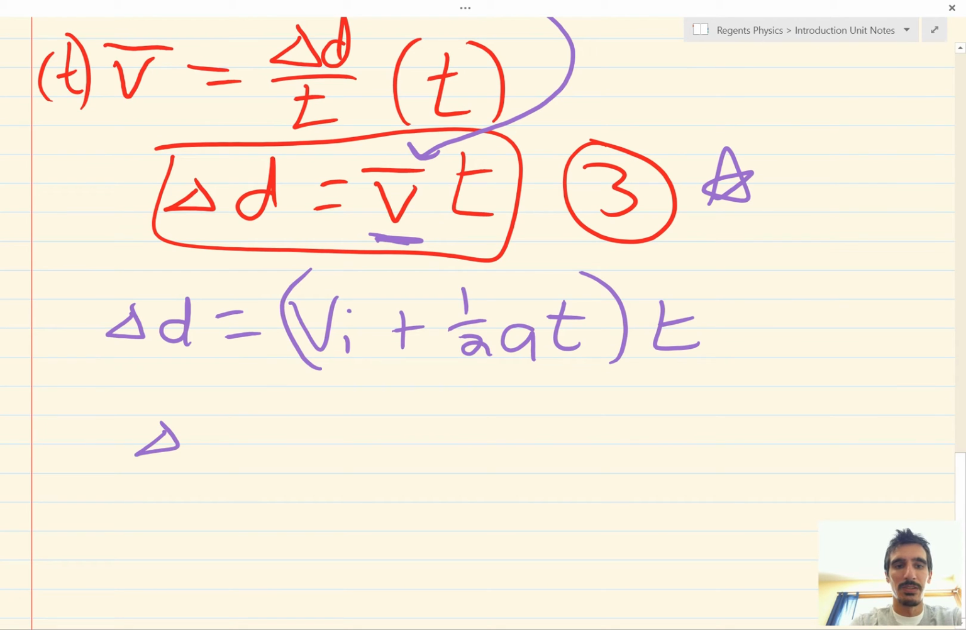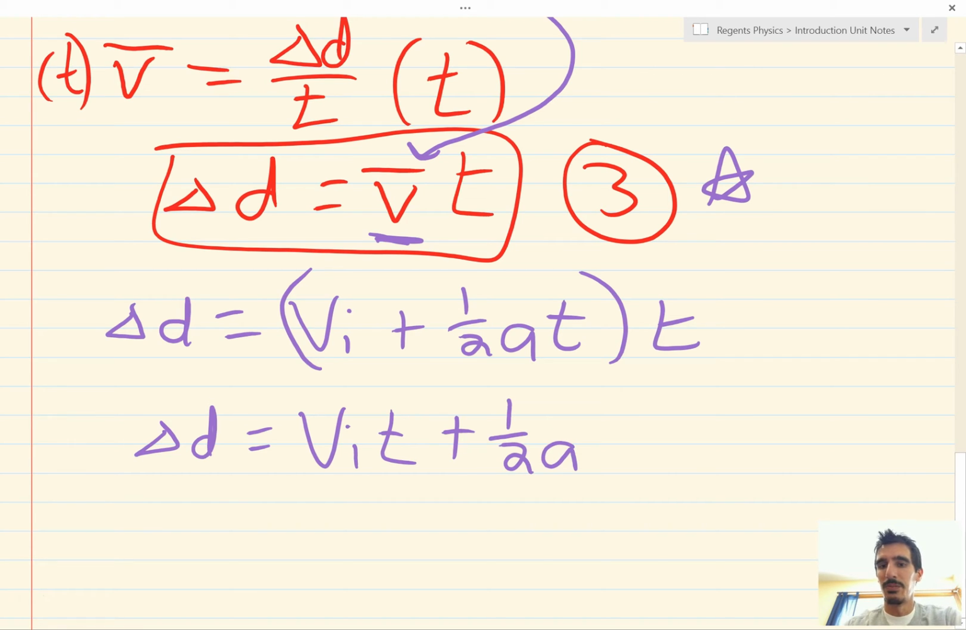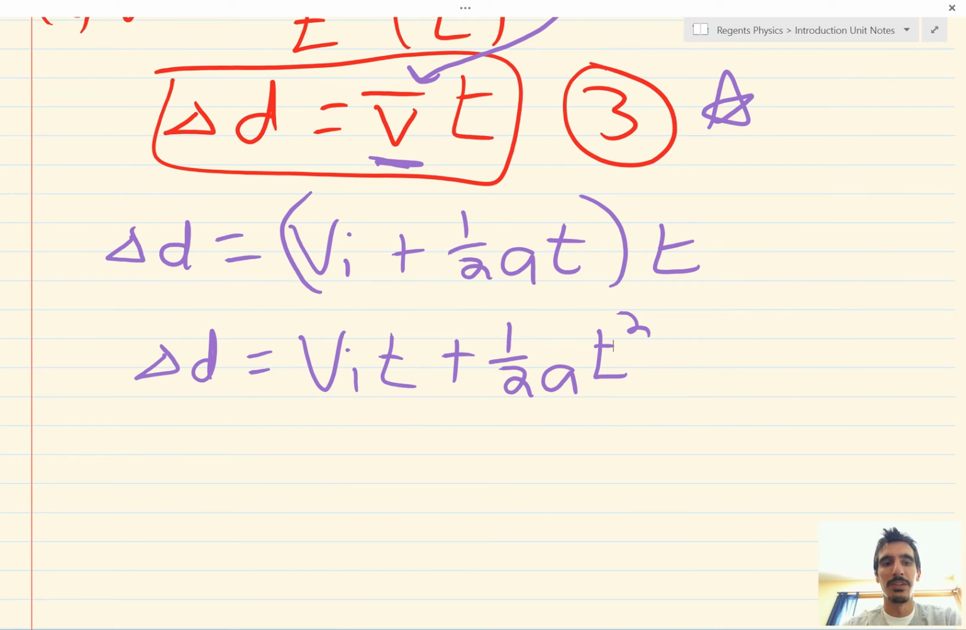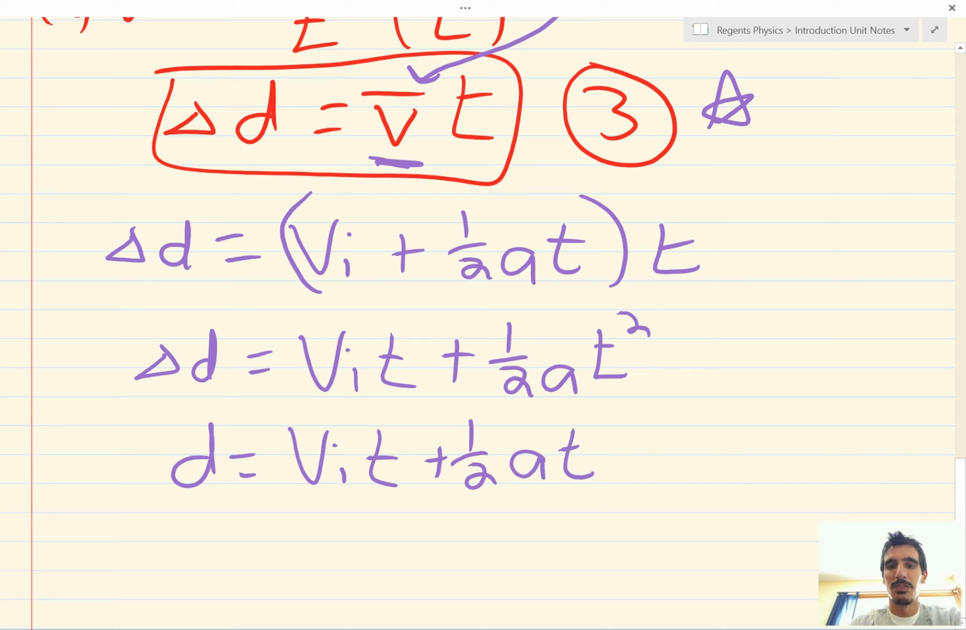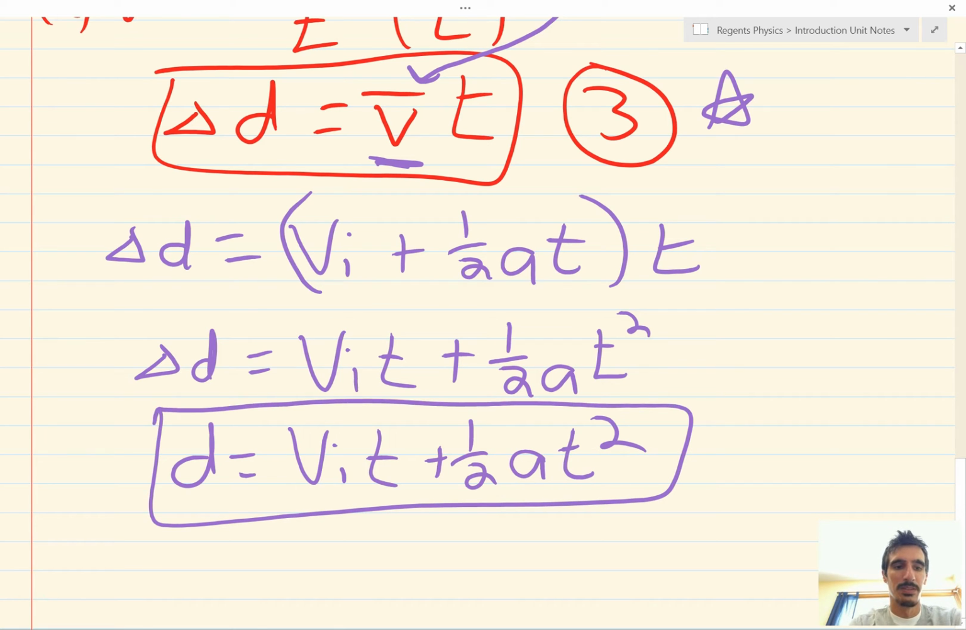So let's just expand that. The change in distance is equal to VI times t plus 1/2 a, t times t is t squared. Now in our reference table, we just call the change in distance the total distance or the distance. So it reads distance is VIT plus 1/2 AT squared. And that's our first formula that we just derived.